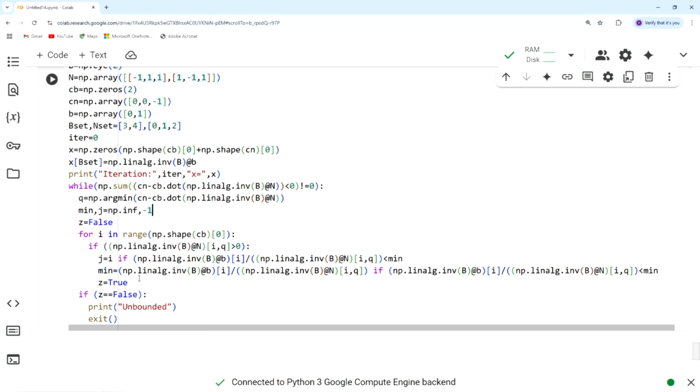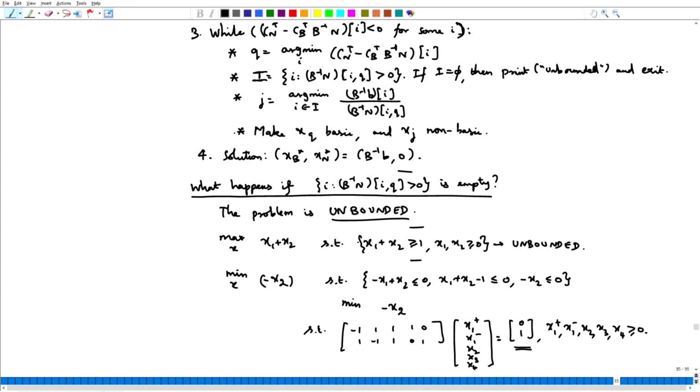But what am I doing here? I am storing the minimum in the variable min. If B inverse b of i by B inverse n of i comma q is less than the minimum, then j becomes i and min becomes B inverse b of i by B inverse n of i comma q. So, this is a way by which I am computing both the min as well as the arg min. So, in all of these steps what I have accomplished is to find the value of j. I have found the value of q, I have found the value of j.